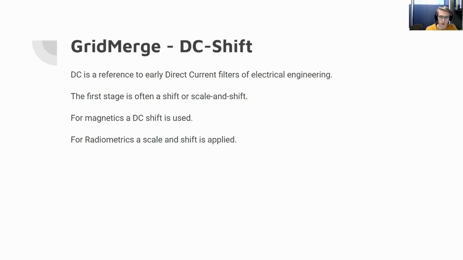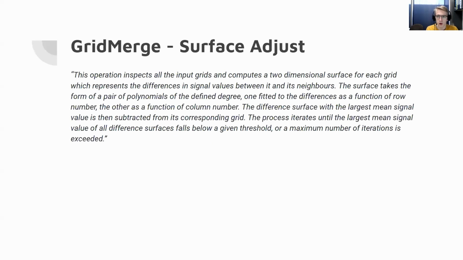So as I was saying, this is the DC shift. For magnetics, we use DC, and for radiometrics, we perhaps use a scale and shift instead. It's often the first step in the process, and it's the recommended step, because it's going to be difficult to bring together two grids where one's at 5,000 nanoteslas and another at 49,000. It's obviously not coherent and cohesive at that overlap.